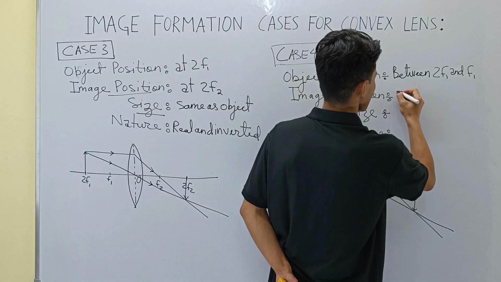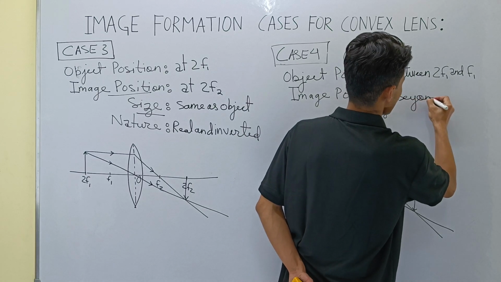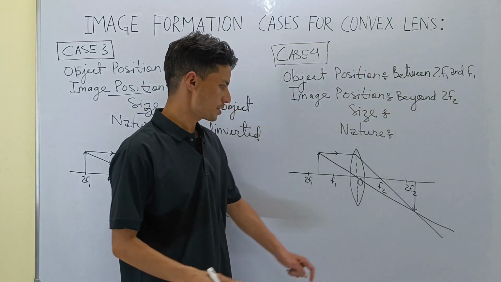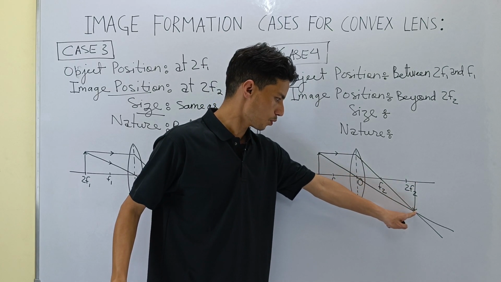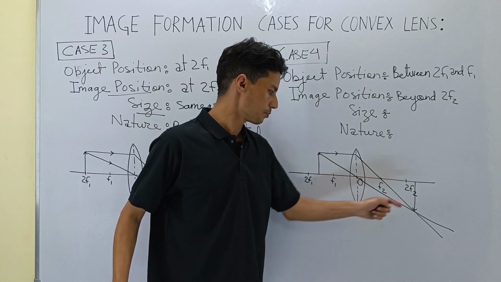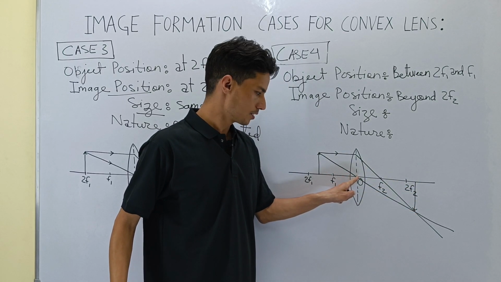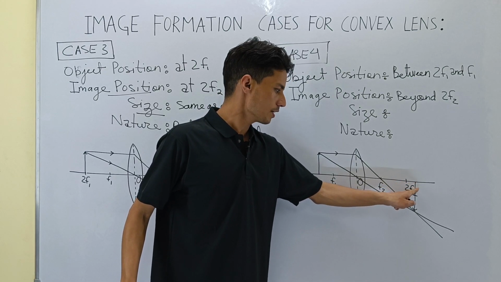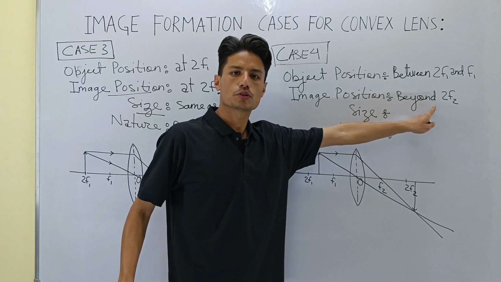So image position: beyond 2f2. The image is formed here at this point, which is beyond 2f2, because measurement starts from here. So in order to reach this point, you have to go beyond 2f2. That's why the image is formed beyond 2f2.